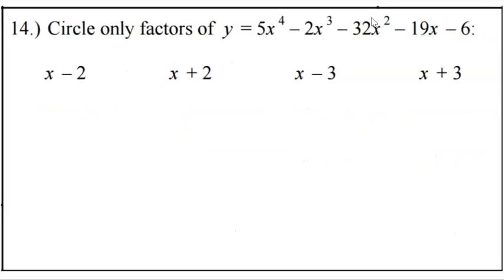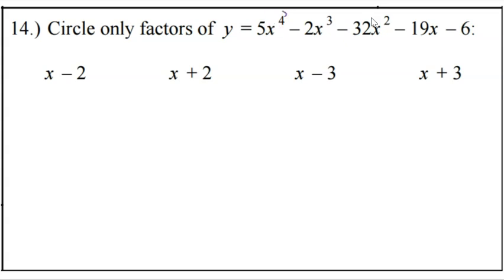Okay, question 14 says circle only factors of this. And what it's saying is that one or more of these factors, these binomial factors, right? X minus 2, x plus 2, x minus 3, x plus 3, okay, can be factors of this polynomial. And one of the ways that we find out whether a number is a factor of a polynomial is with synthetic division. Now this polynomial is a fourth degree polynomial.